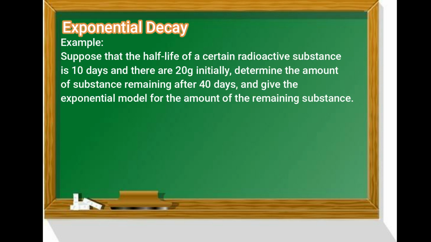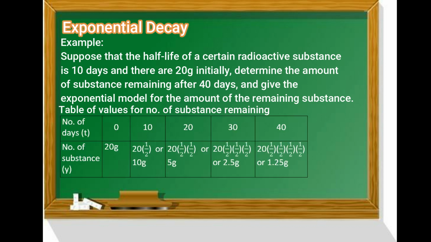Example, suppose that the half-life of a certain radioactive substance is 10 days and there are 20 grams initially. Determine the amount of substance remaining after 40 days and give the exponential model for the amount of the remaining substance. Let's have a table of values for the substance remaining and observe the pattern. So, what have you observed?